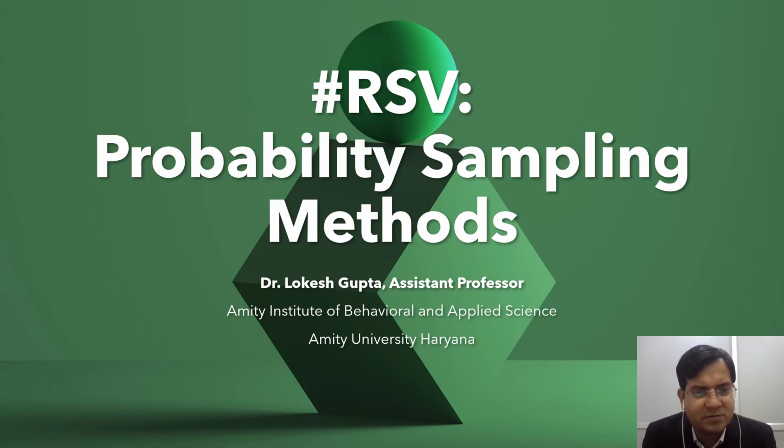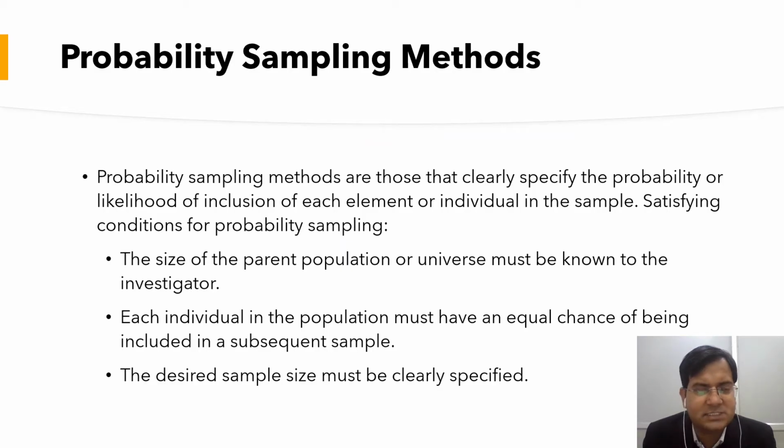Today we have to talk about sampling. Sampling is a very important topic, and within sampling there are two broad techniques: probability sampling and non-probability sampling. Today we are focusing only on probability sampling. Probability sampling methods are those that clearly specify the probability or likelihood of inclusion of each element or individual in the sample.